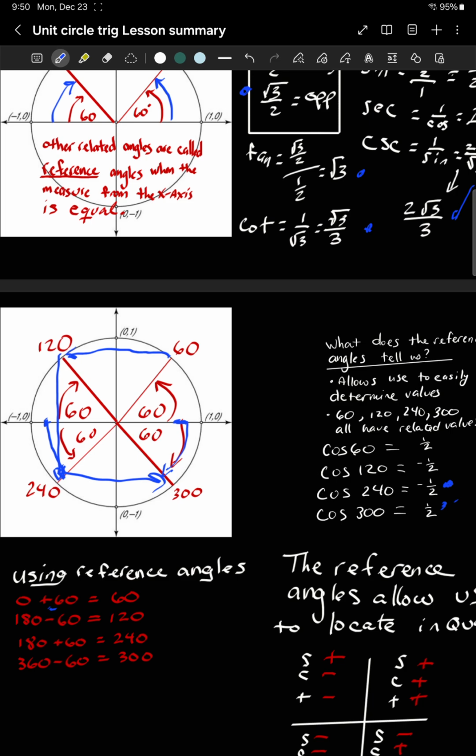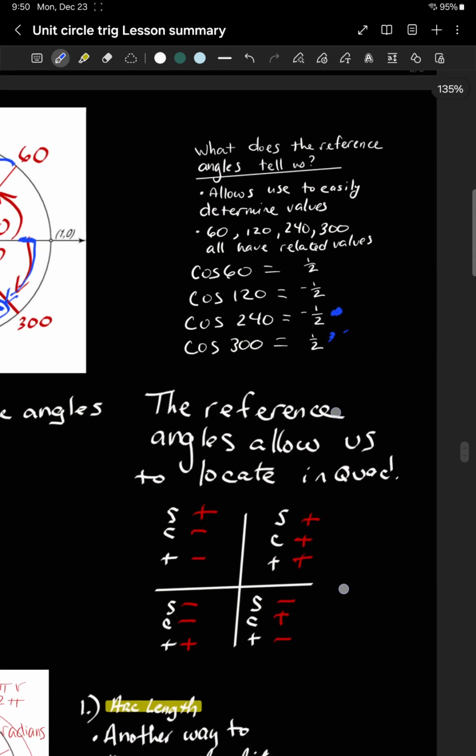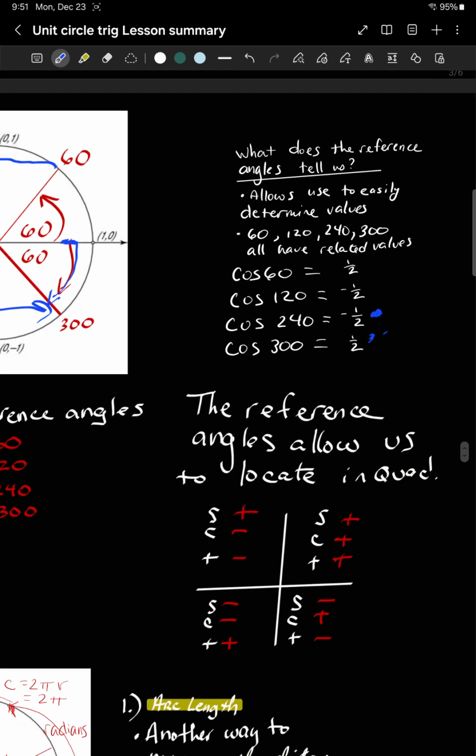Okay, so this pattern would be very similar with sine, except with sine, we're talking about the y values. So if we did sine of 60, that's going to be positive. If I go sine of 120, that's also positive because those are the y values in quadrants 1 and 2. When you do sine of 240 or sine of 300, then our y values are going to be negative. So what this does essentially is our reference angles allow us to locate what the signs are and what the values are for each of the ratios in each of the quadrants.